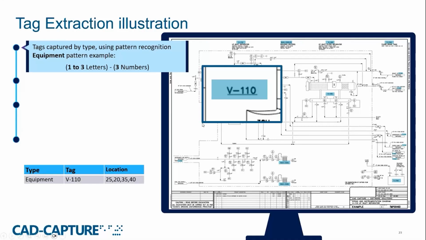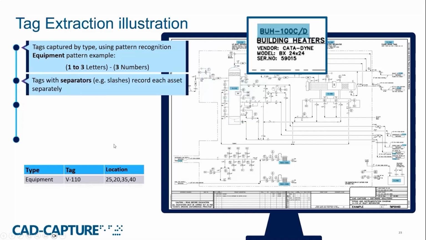And just as an illustration of what's behind those regular expressions, here's an example. Here we have a vessel, and the pattern would be 1 to 3 letters, a dash, and then 3 numbers. So it'll capture anything that looks like that. In this case, V-110. It's categorized as a piece of equipment because that's the rule that captured it, and we've also got the location on the page, which will help us later when we do the HotSpots side of things. We know which document it's on, which page within the document, and where it is on the page.